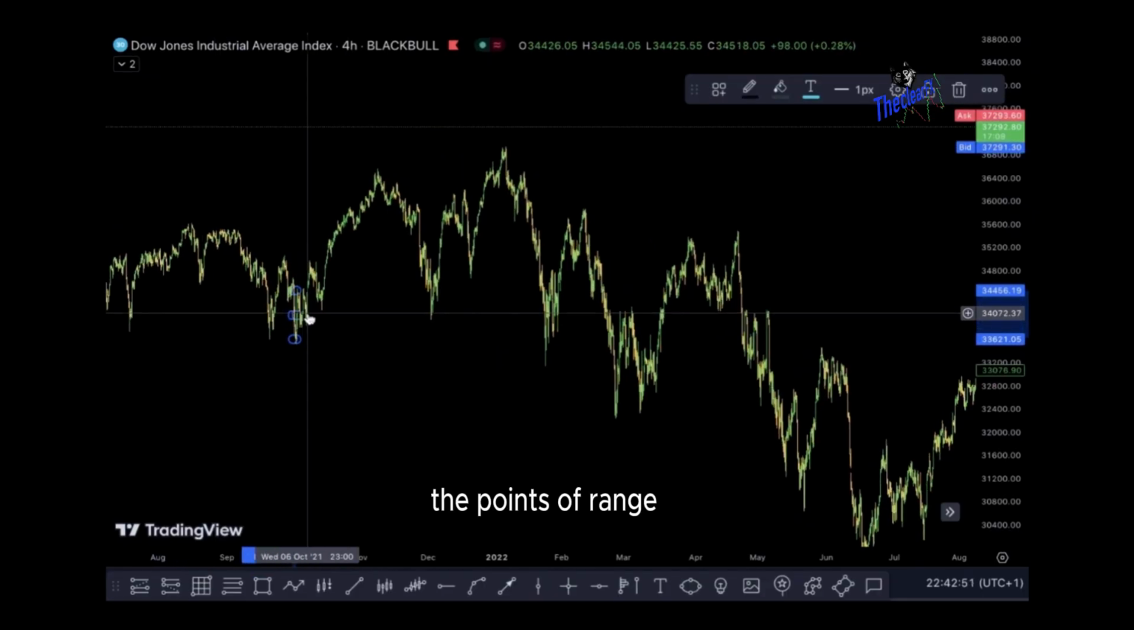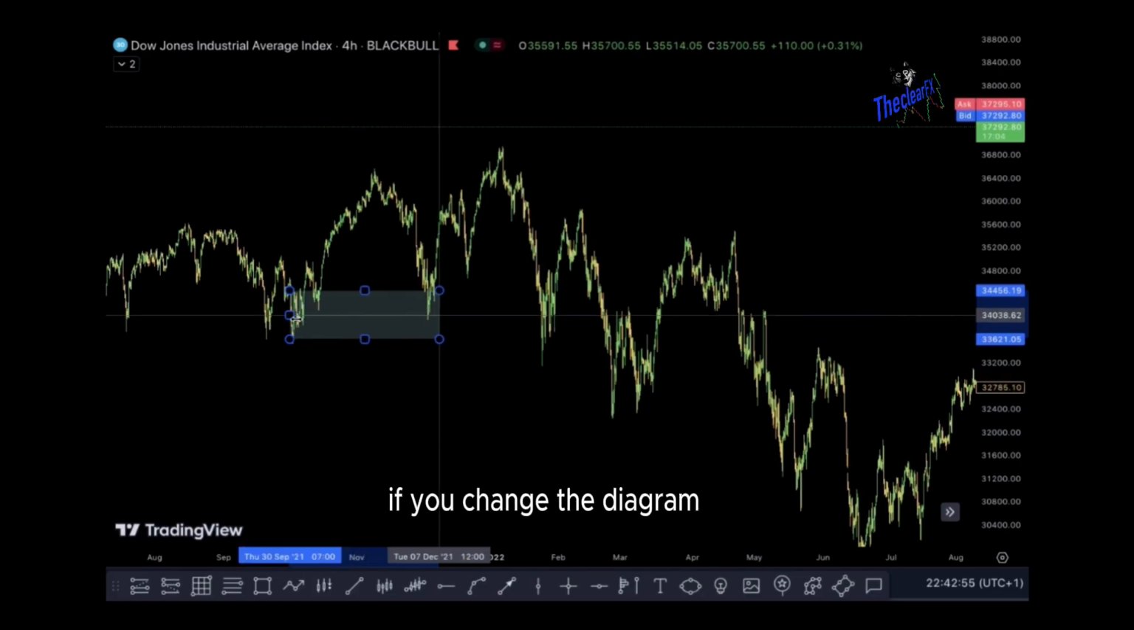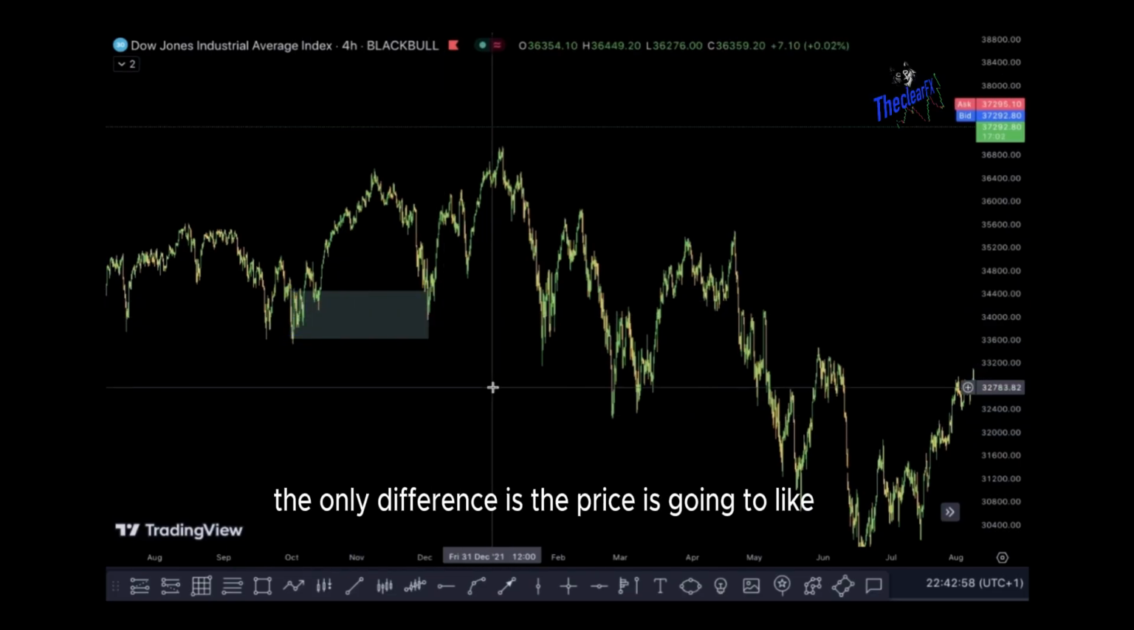The point of range, because it's just the same thing we did on the diagram there. If you change the diagram, the point of range, then definitely the price is going to tap to that. Price is going to come down and tap to that demand zone or supply zone for the price to continue to that certain direction. And so right now we are just going to try and mark up the supply and demand.